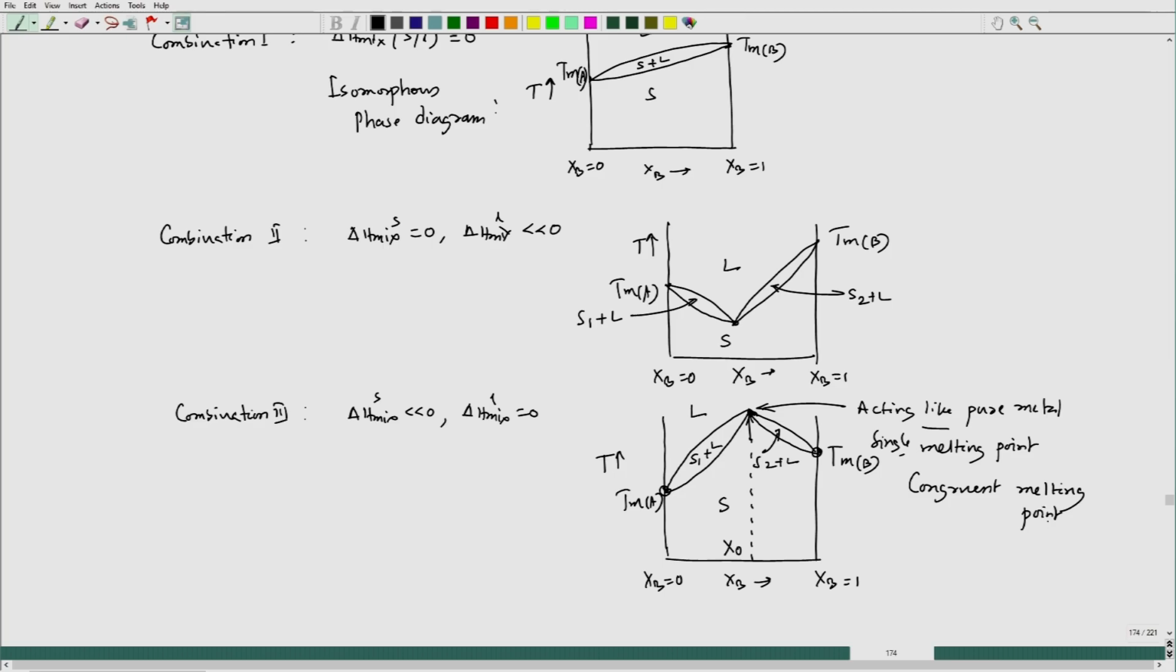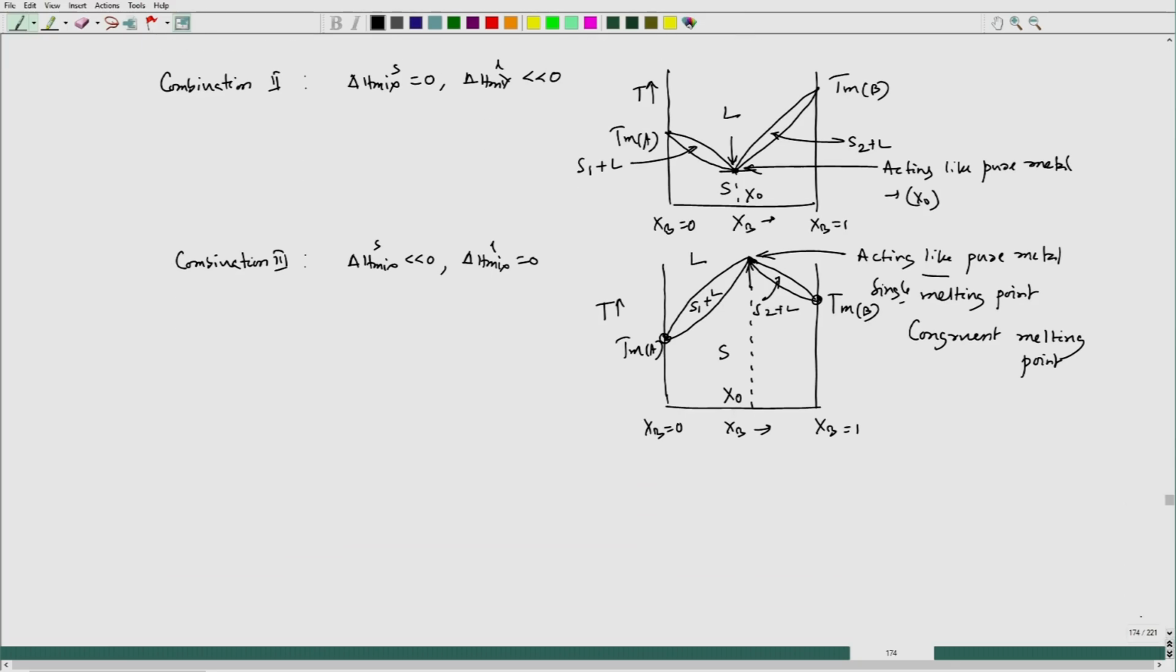So, that means the solid stability goes up. Similarly, here also, if you consider this to be x0, this is also acting like a pure metal, and this corresponds to a composition x0 which is a mixture of A and B. Though this is not a pure metal, it still acts like a pure metal because it melts at one single point. Now, this point will actually get to a eutectic point later on if I consider the combination 4.